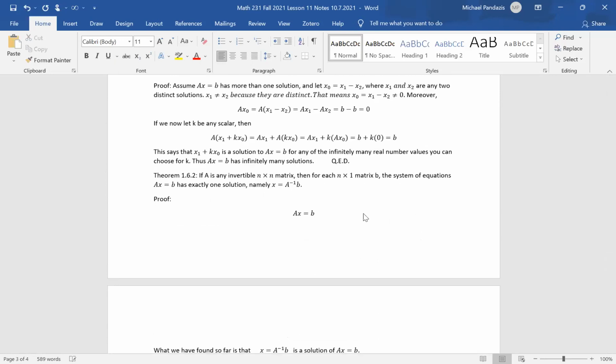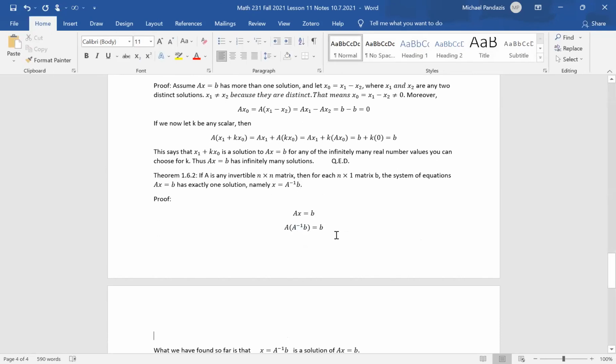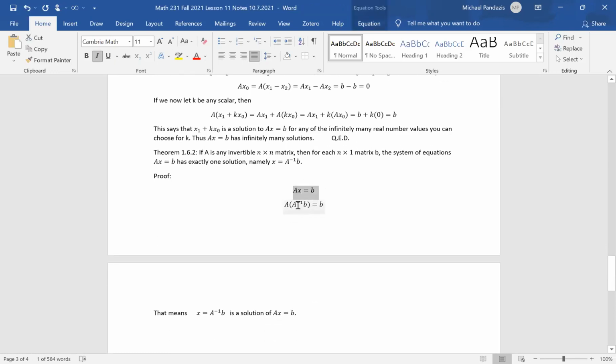Just plug in A inverse B. So A times A inverse B is B, right? That means X equals A inverse B is a solution of AX equals B, because I can just substitute X for A inverse B, and you see how that would be equal. So we have that that's a solution.